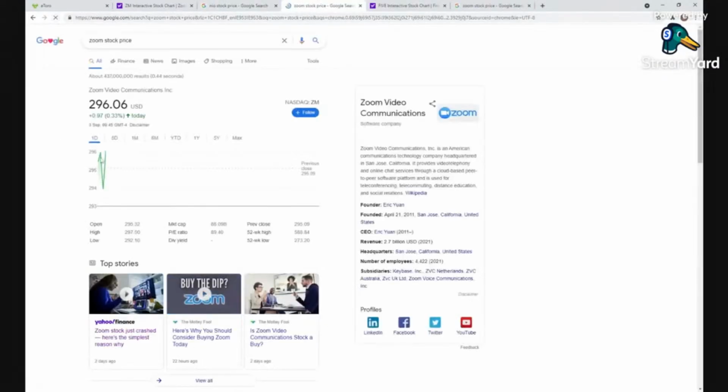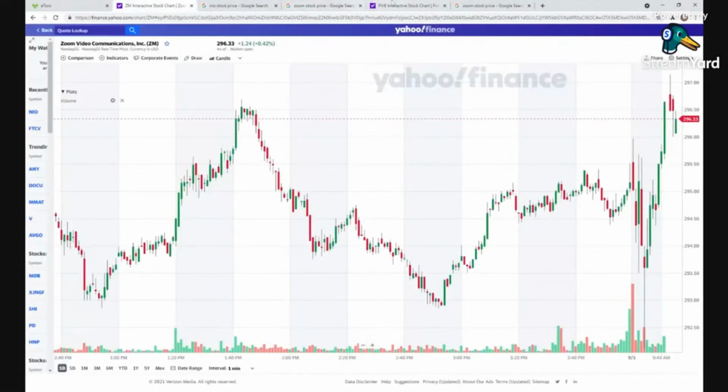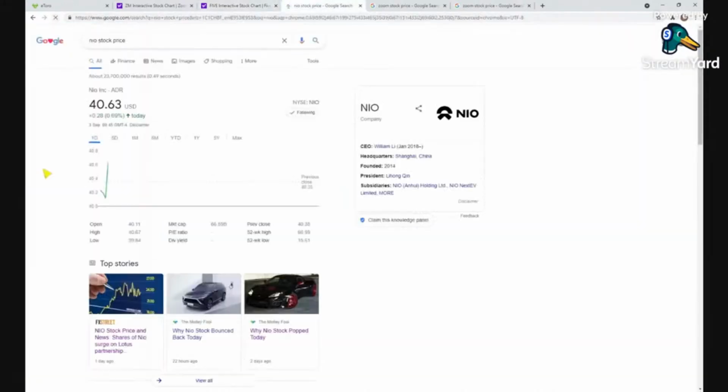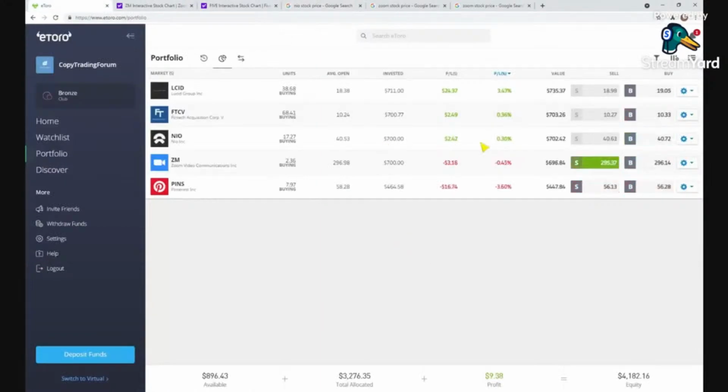Okay, so Zoom stock price here. You can use Google Charts, are really easy to see the overall picture of what's happening there, but best to go with the Yahoo Finance charts. Okay, so Neo here. Okay, and then you can just watch these here. Okay, so it's already in profit here.